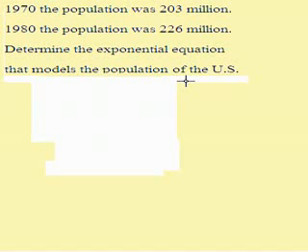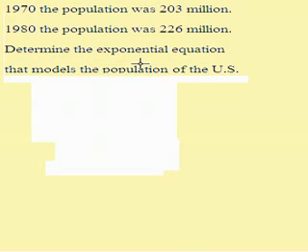This is another example of an exponential growth model dealing with population. This is the population in 1970. This is the population of the United States, 203 million. And in 1980, the census had the population at 226 million. We're going to assume that the population growth is exponential.